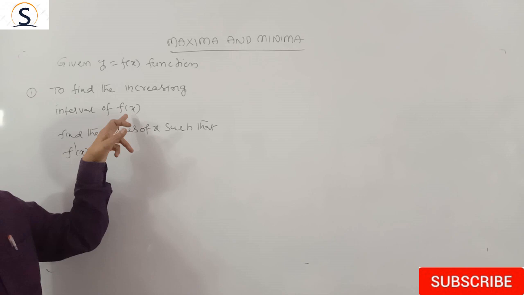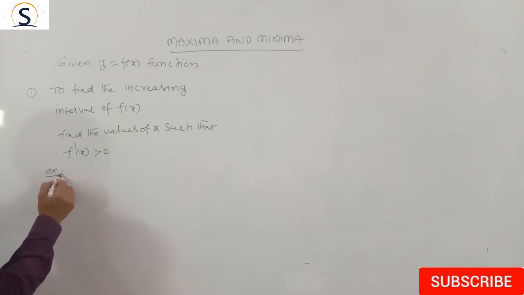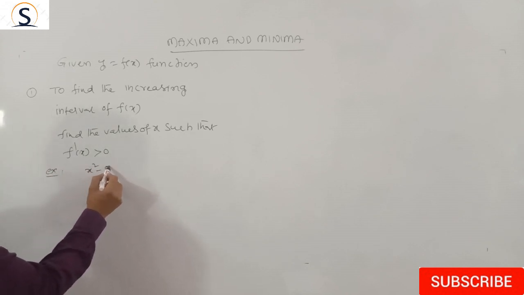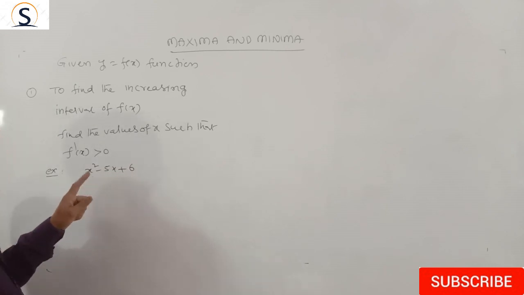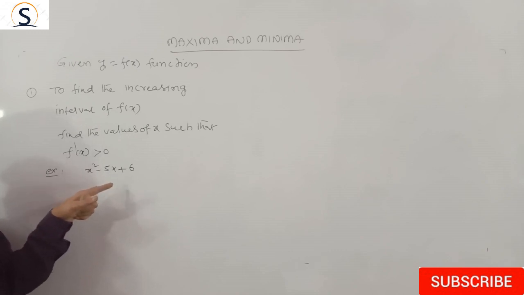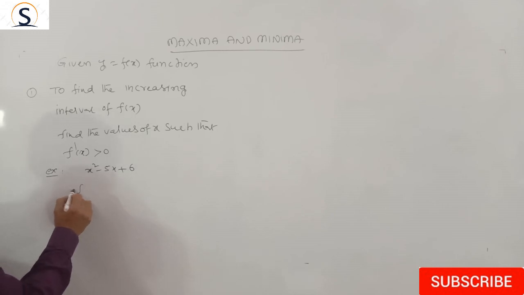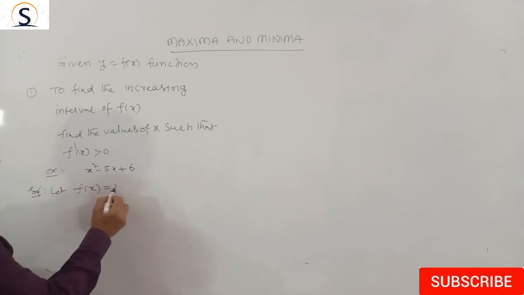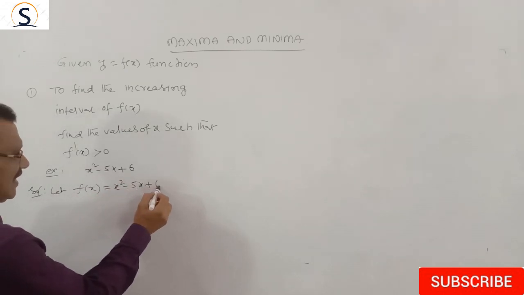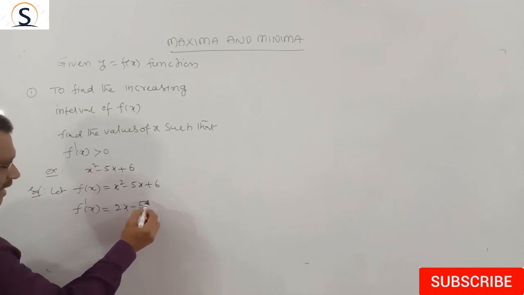What is f of x? F of x is the given function. I will be taking a small example. Here the example is x square minus 5x plus 6. To know the increasing interval, you treat this given function as f of x. Let f of x is equal to x square minus 5x plus 6. Find out f dash of x, that is 2x minus 5.